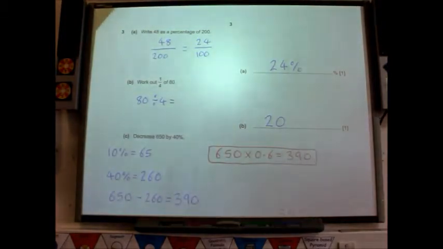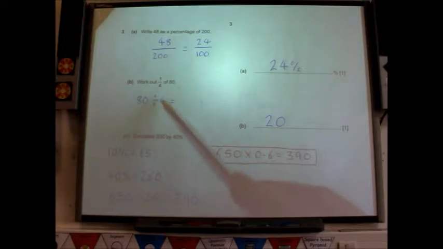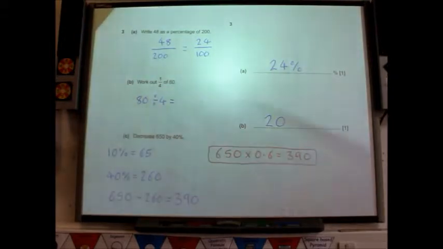Work out a quarter of 80. A lot of you will just know to half it and half it again, which is fine. The answer is 20. But to find a quarter, you divide by 4. To find a third, you divide by 3. To find an eighth, you divide by 8. So that's how you do those.